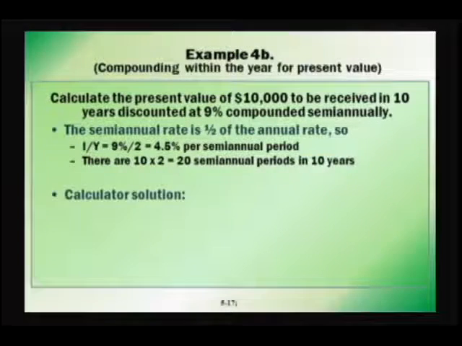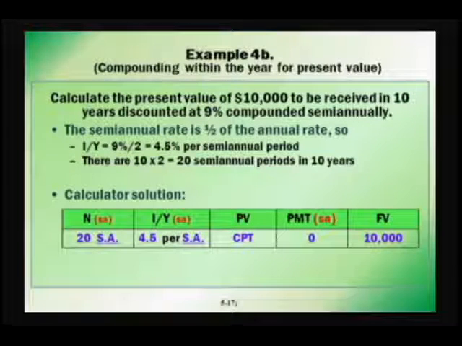So if I put that information into the calculator, there we have it, 20, and I put the essays in there just to remind us, it's 20 semi-annual periods. It's 4.5% interest per semi-annual period. My future value in this case is $10,000. What do I need to start with?